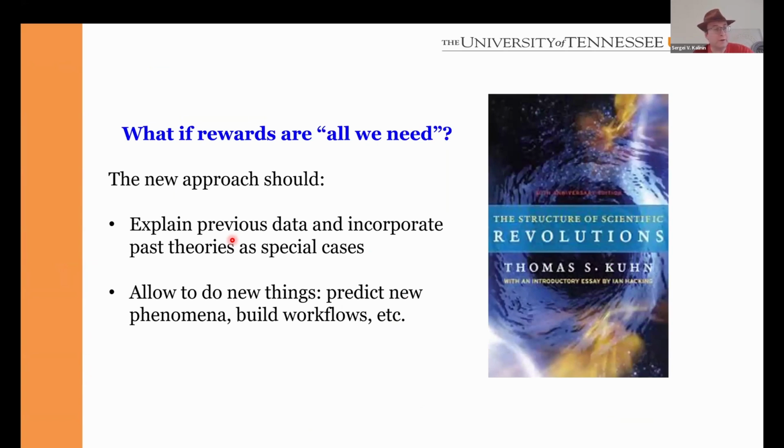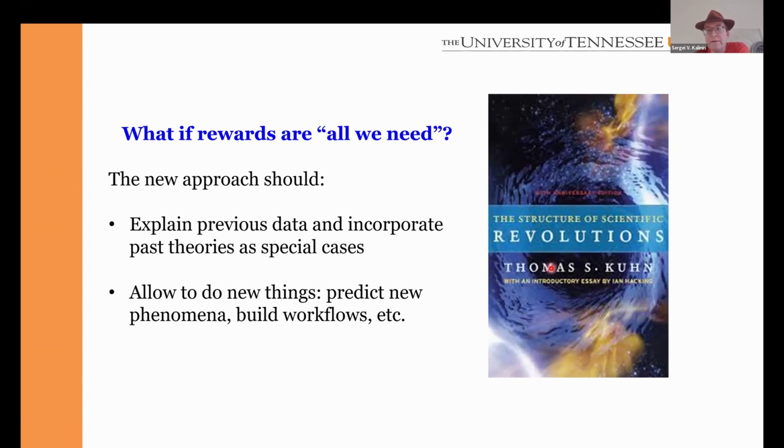So about a year and a half ago, I asked the question, what if rewards are all we need? What if rather than trying to improve the machine learning methods or get more data, we pay more attention to how we formulate our reward functions? And there is this famous book by Thomas Kuhn. It's fairly old, and there are both positive and negative opinions about it.